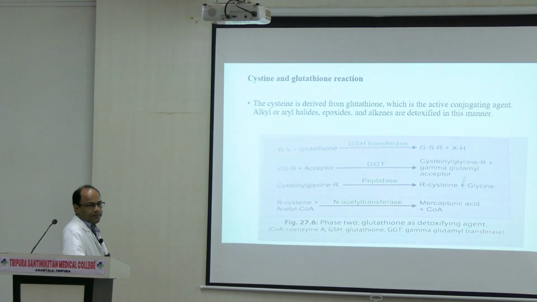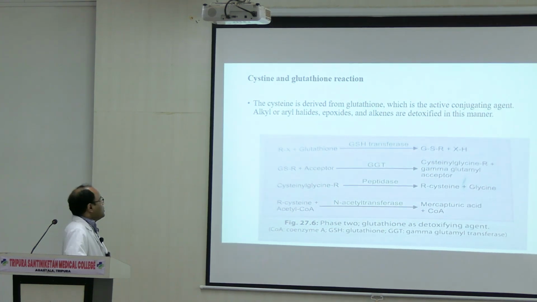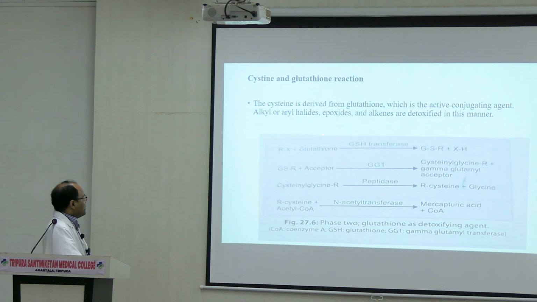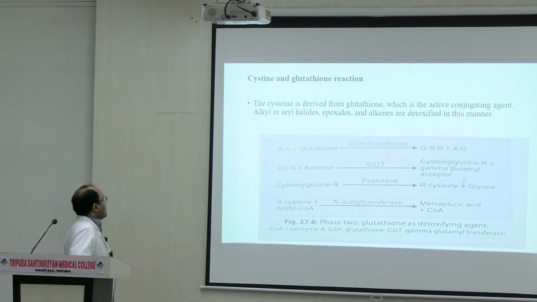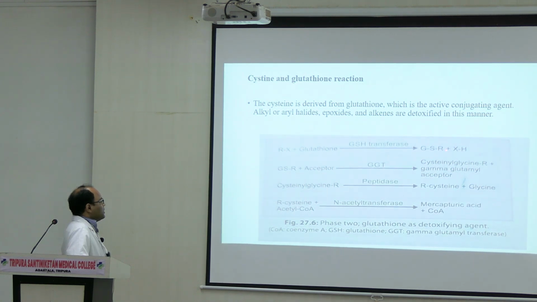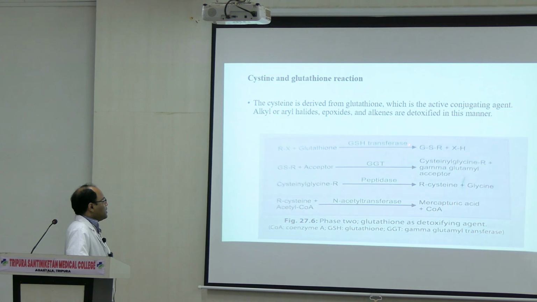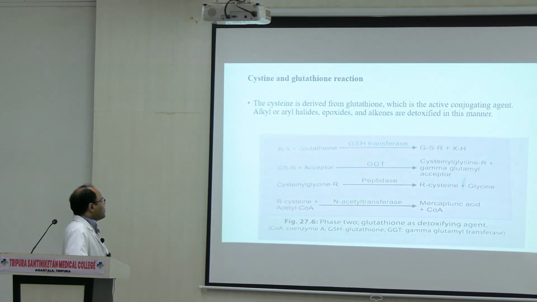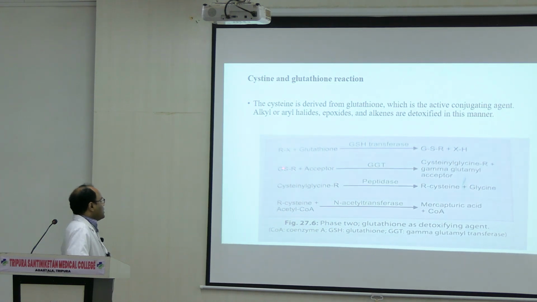What is cysteine? Amino acid. Okay. Cysteine is derived from glutathione, which is an active conjugating agent. Alkyl or aryl halides, epoxides and alkanes are detoxified in this manner. Say this is an example. Xenobiotic RX reacts with glutathione and produces GSR, reduced glutathione. This is the enzyme GS transferase. Again GSR, which is acted on, produces cysteine glycine R and gamma glutamyl acceptor.